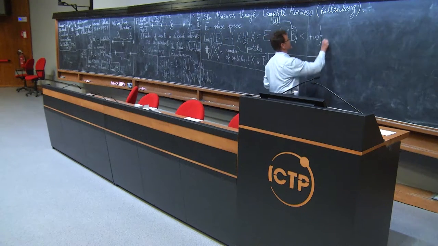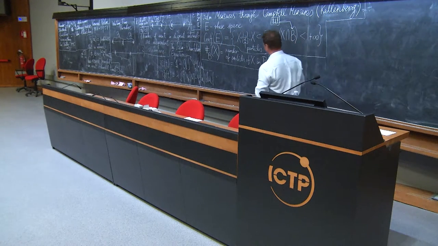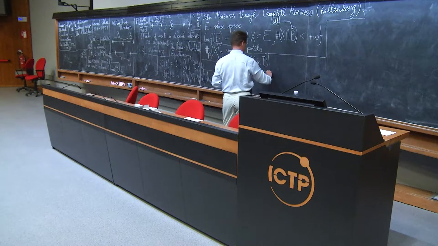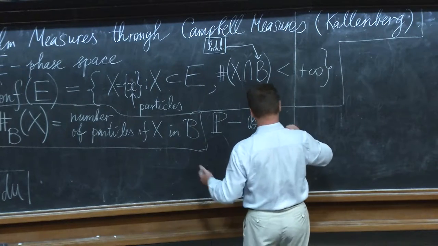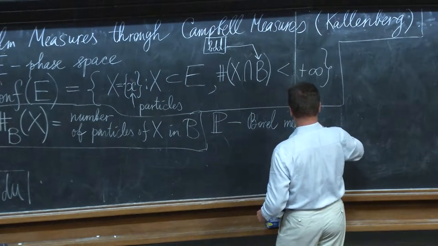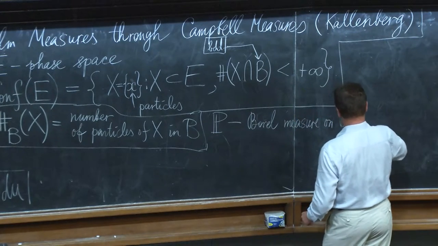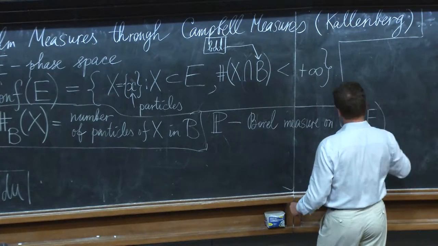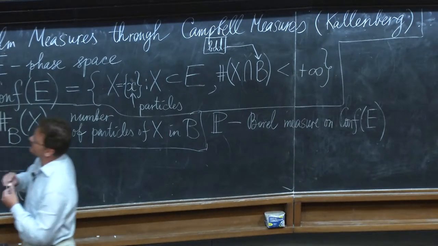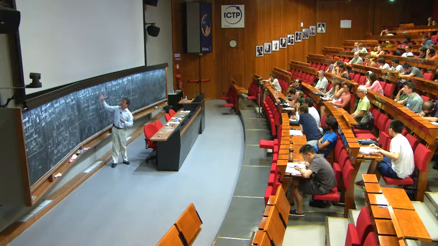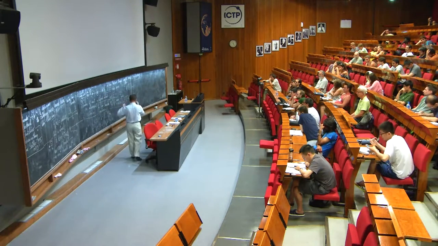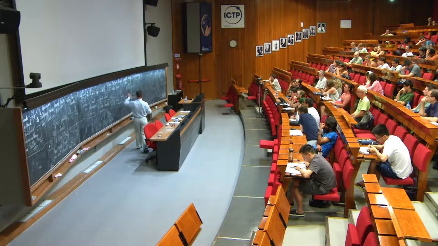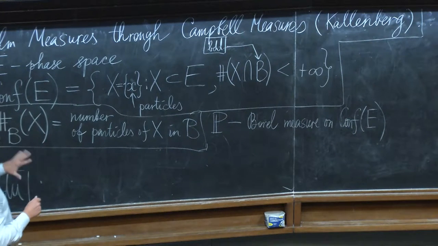So a point process is nothing but a Borel measure P on the space of configurations. So this is quite normal. The point, in comparison with this representation, is that we don't fix our attention on random variables such as the number of particles in zero T or something like this, but just, so to speak, on the configuration itself.